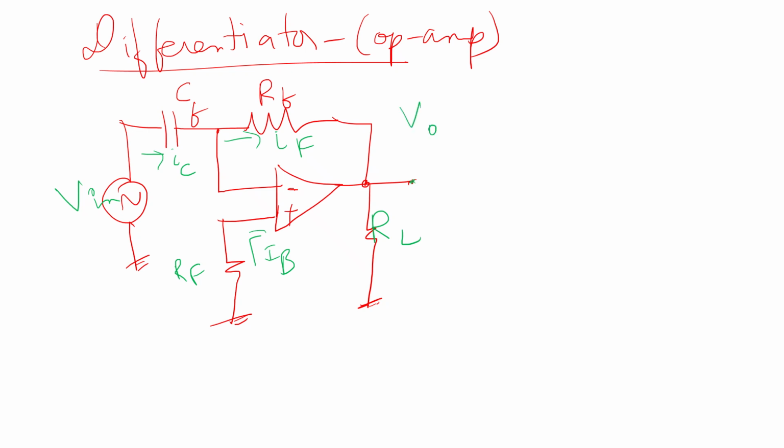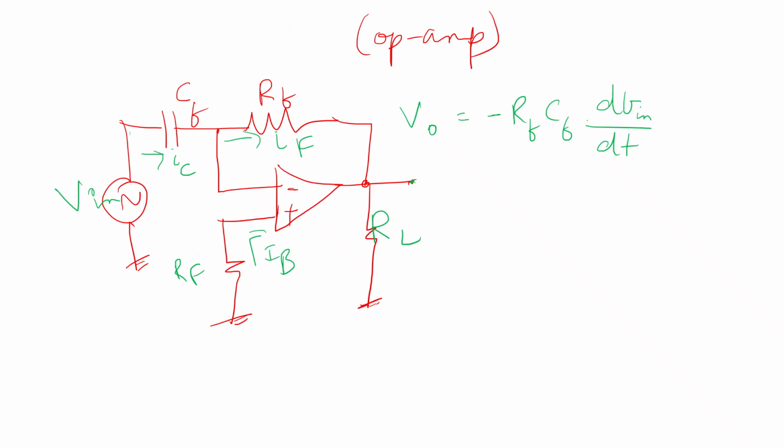So the output voltage of this circuit is equal to minus RF CF into the differential value of the input voltage. This is an ideal differentiator circuit.